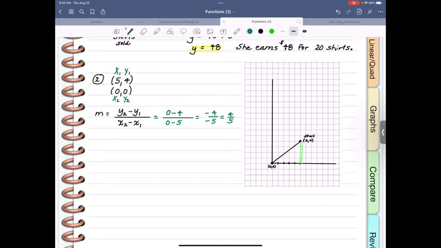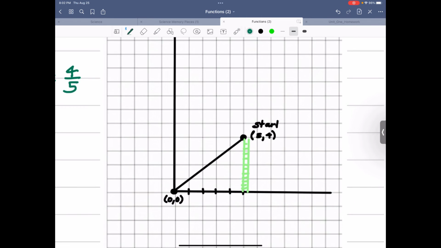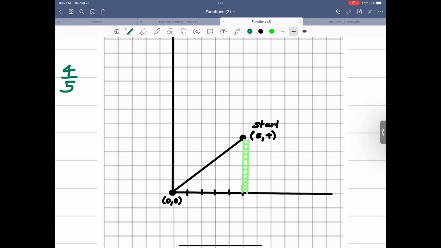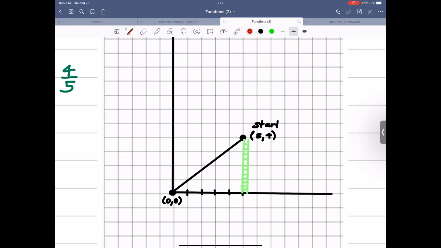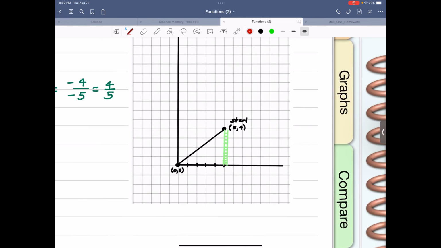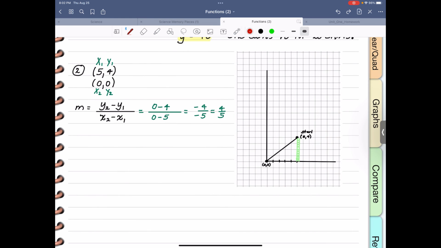So let's see if that holds true. This says you rise 4 and you run 5. So let's see what we've got here. I'm going to do this really darkly and then I'll take it away. You rise 4. That's true. And you run 5. That's true. Rise 4, run 5. Slope is 4 over 5. So that first question's answered.